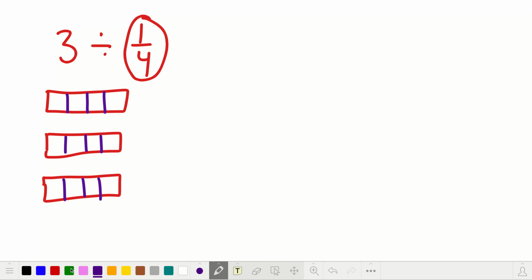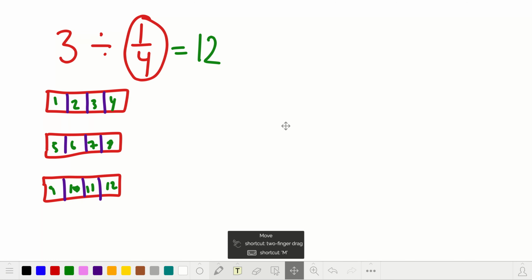So lastly, I'm going to go back and count how many 1/4 are there. There's 1 here, there's 2, 3, 4, 5, 6, 7, 8, 9, 10, 11, and 12. So our quotient or answer is 12. Now maybe some of you might see a shortcut. If you do see the shortcut, great.